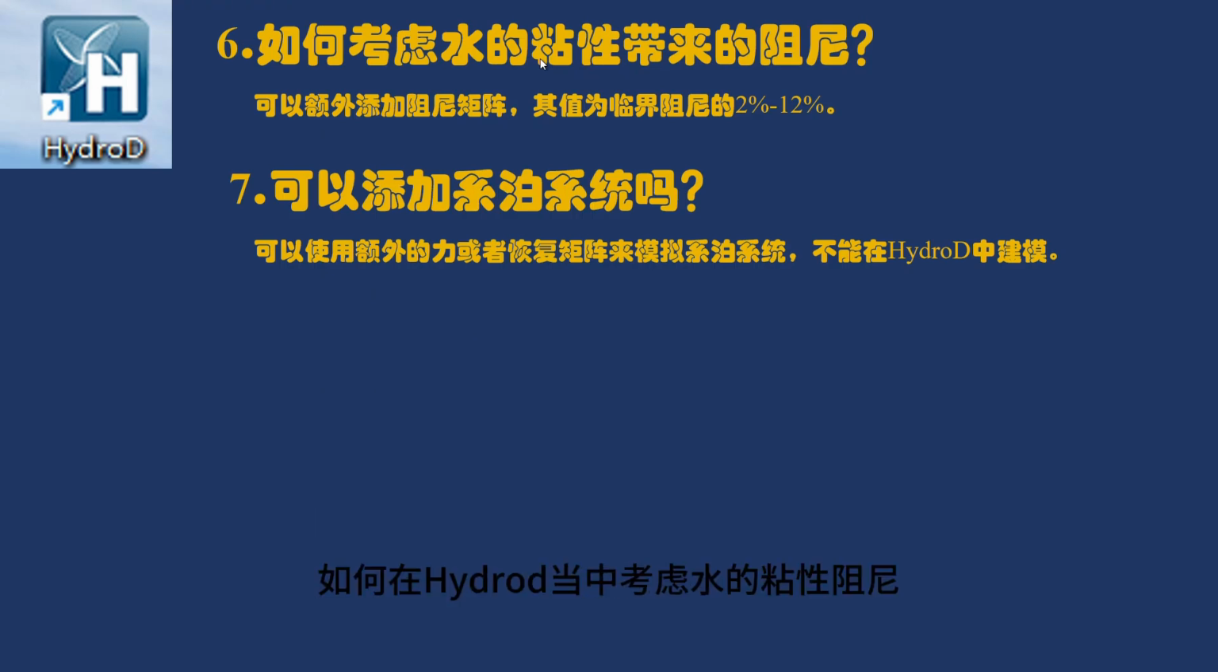Another question is how to account for viscous damping of the hull in HydroD. You can add an additional damping matrix, and the value of this damping matrix can be set between 2% and 12% of the critical damping. The specific value depends on the shape of your structure. You can first conduct a model test, or refer to empirical values from other people's papers.